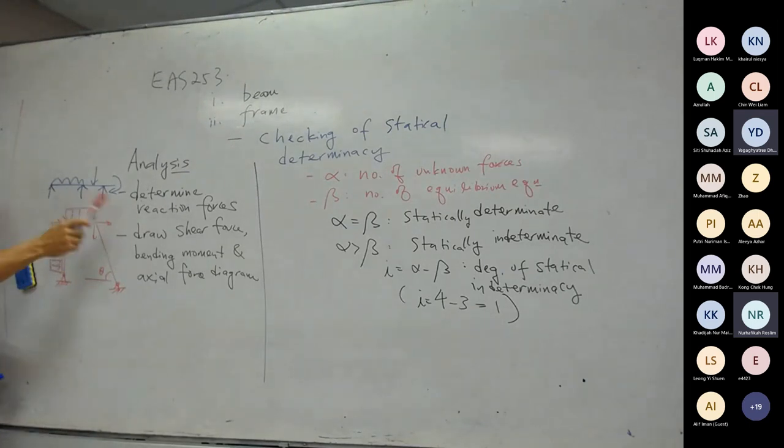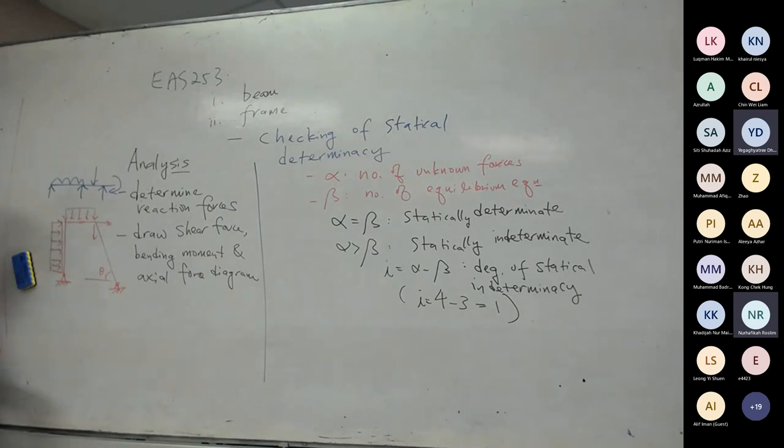So here we need to get the reaction force, here also reaction forces, and then after that get the bending moment and shear force for this span, the fixed span, and this part, and then draw. This one, get the reaction forces at the support, and then get the shear force and bending moment, and if axial force is needed, for this part and for this inclined part. And we combine them to get the shear force and bending moment. Okay.